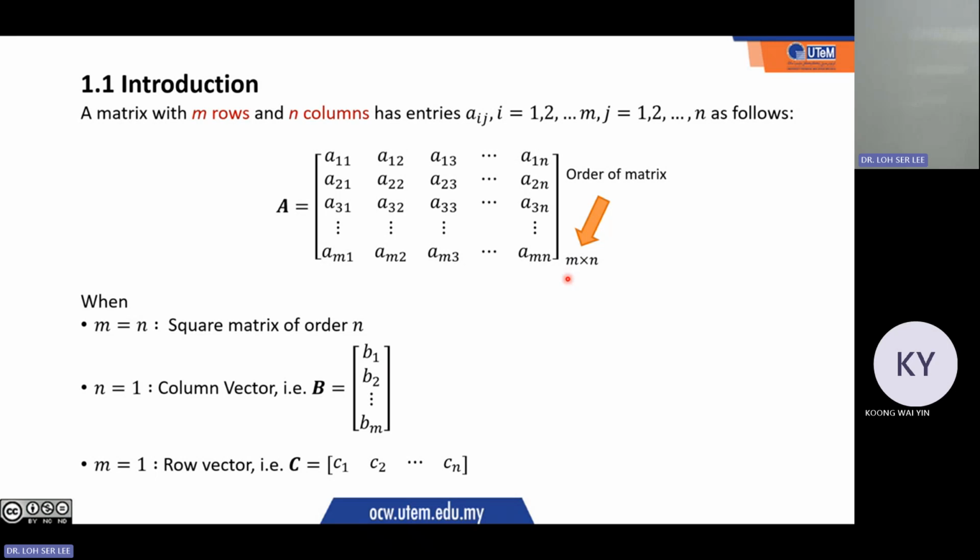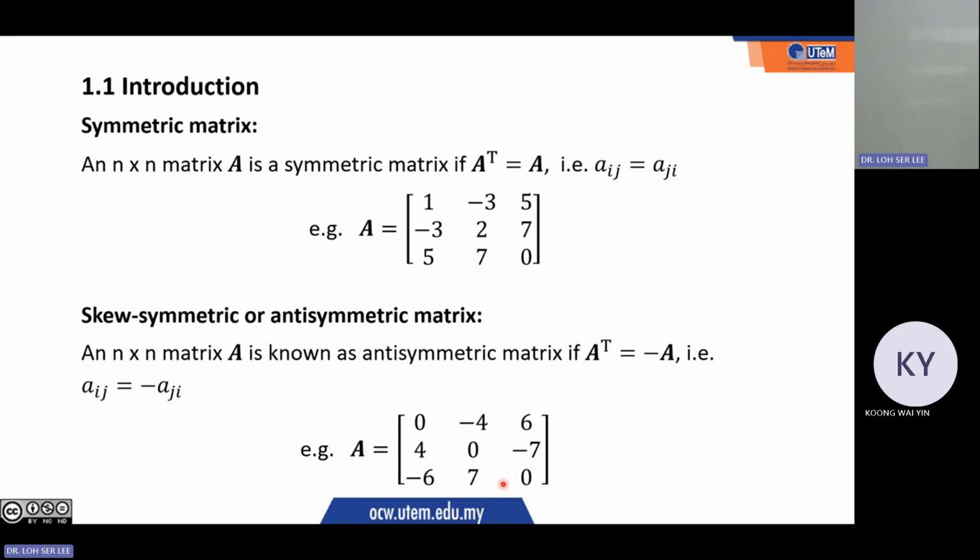If m is 1, meaning that there is only one row, this is called a row vector. Something like this, a row vector. Okay, so there are a few types of matrices.